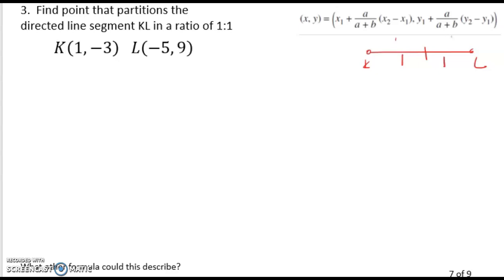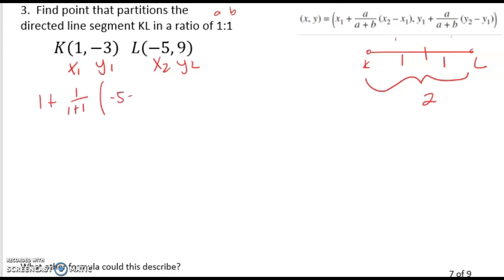So there's one here, the total amount of pieces between the two is 2. So if my starting point is K, that's going to be my x1, y1, and my L is my x2, y2. Substituting into the formula, we have x1, which is 1, plus A and B are both 1, so 1 over 1 plus 1, times -5 minus 1, comma, y1, -3, plus 1 over 1 plus 1, times y2 minus y1. And notice that I have a -3, so I put that -3 in parentheses because I know subtracting a negative number will turn into a positive.